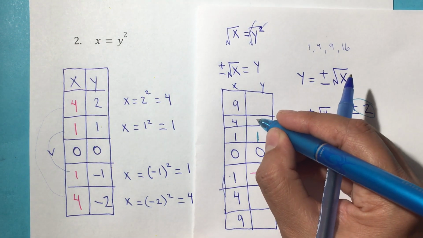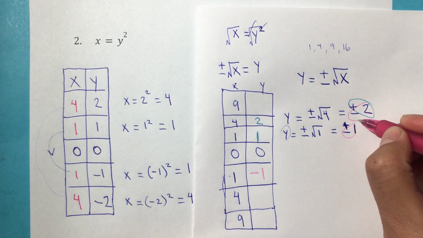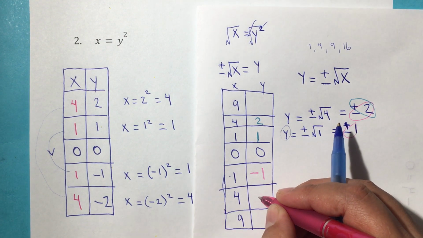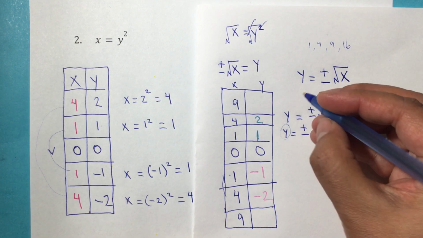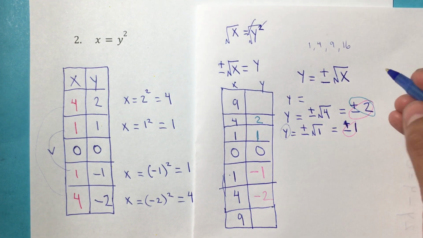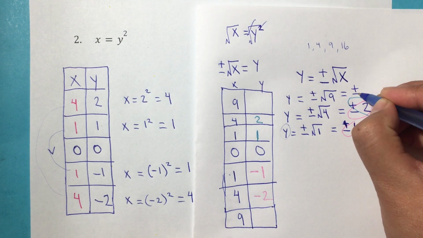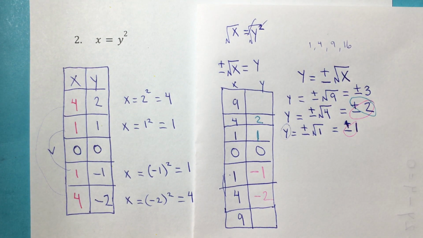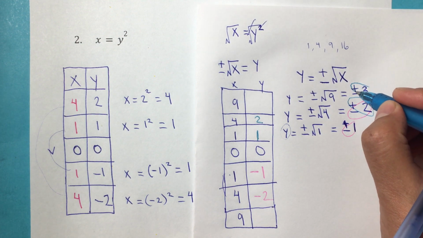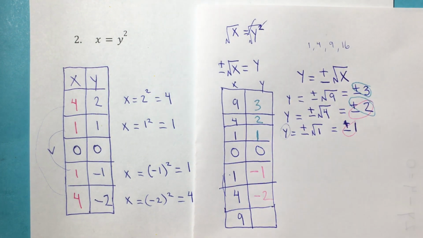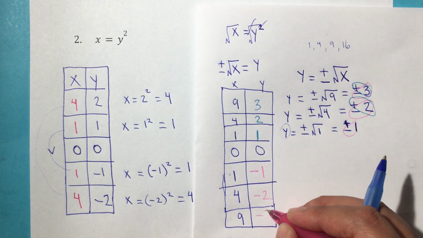Again, y is equal to 2 when x is 4, but y is also negative 2 when x is 4. And the last one, y is equal to plus minus the square root of 9, which is plus minus 3. And once again, that means that when x is 9, the answer can be positive 3, or the answer could be negative 3 for y.